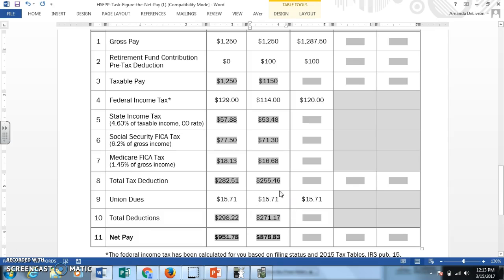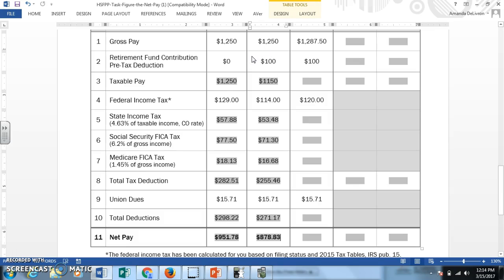You still have the same amount of union dues. So if you look at your total tax deduction, add up your union dues, you would get $271.17 that's coming out. But this is coming out of that $1,150. So your net pay is a little bit lower. It's $878.83. So you have about $75 less than you would if you didn't take the retirement fund contribution.